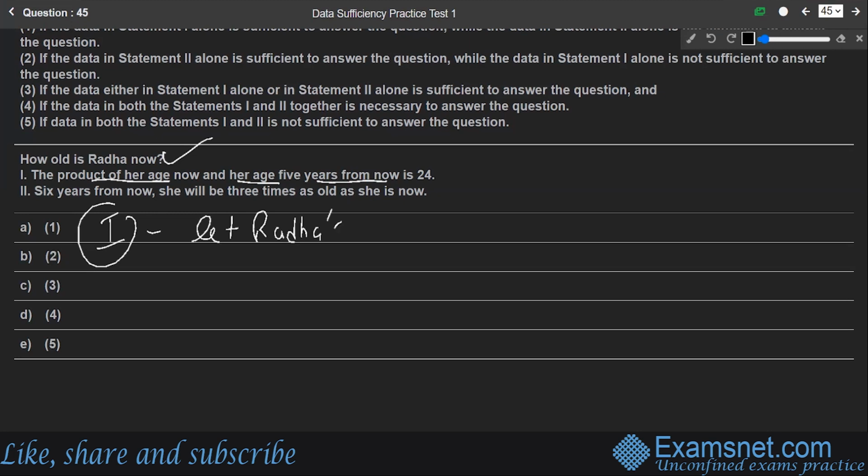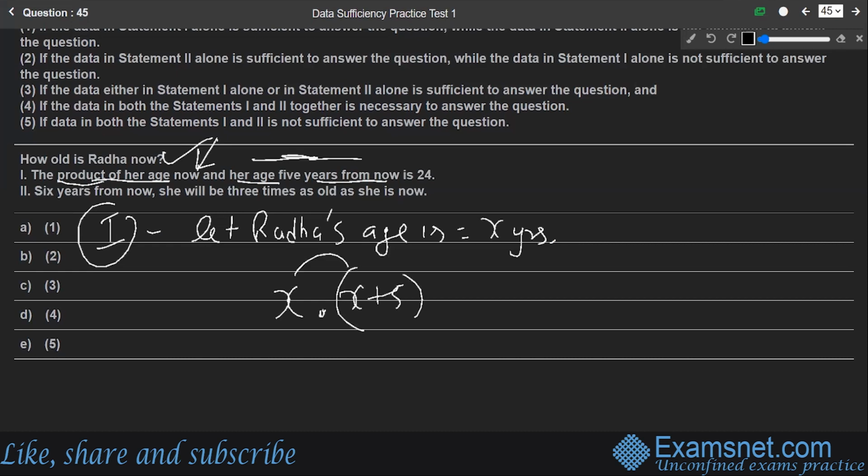So let us assume Radha's age is x years. Then the first statement says the product, that means multiply, of her age now, that is x, with her age 5 years from now. If her present age is x, her age 5 years from now will obviously be x plus 5. They are saying the product of these two is equal to 24. So if we expand this expression, it becomes x square plus 5x is equal to 24. This 24 can come to the left hand side, which makes it x square plus 5x minus 24 is equal to 0. This is nothing but a quadratic equation.